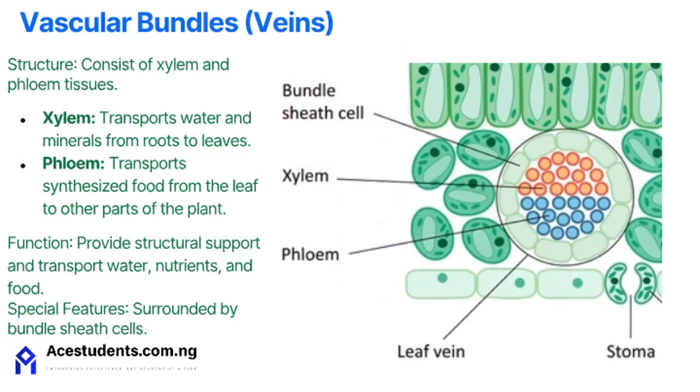Vascular bundles, or veins, are crucial for the transport of water, nutrients, and food within the leaf. They consist of xylem, which transports water and minerals from roots to leaves, and phloem, which carries synthesized food to other parts of the plant. These vascular bundles are also surrounded by bundle sheath cells, providing structural support to the leaf.